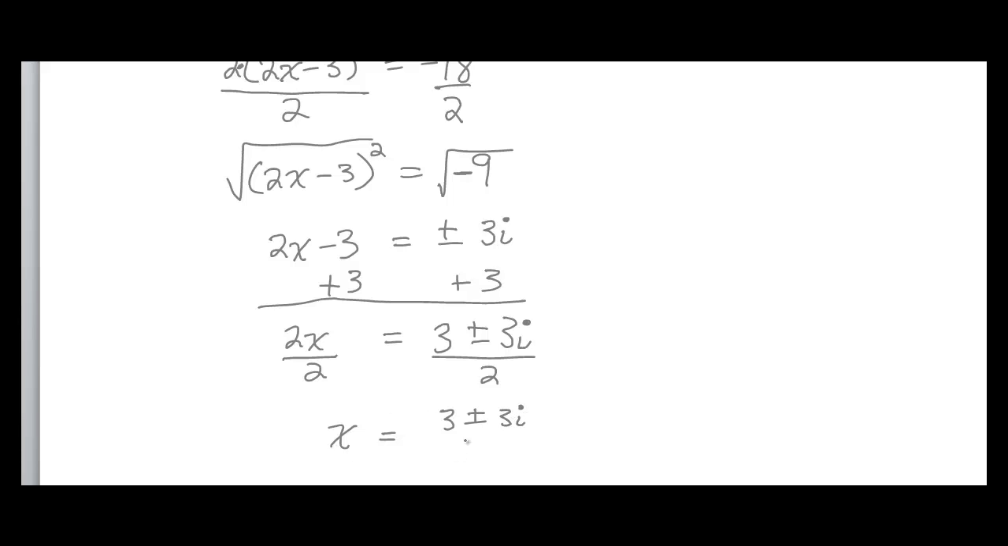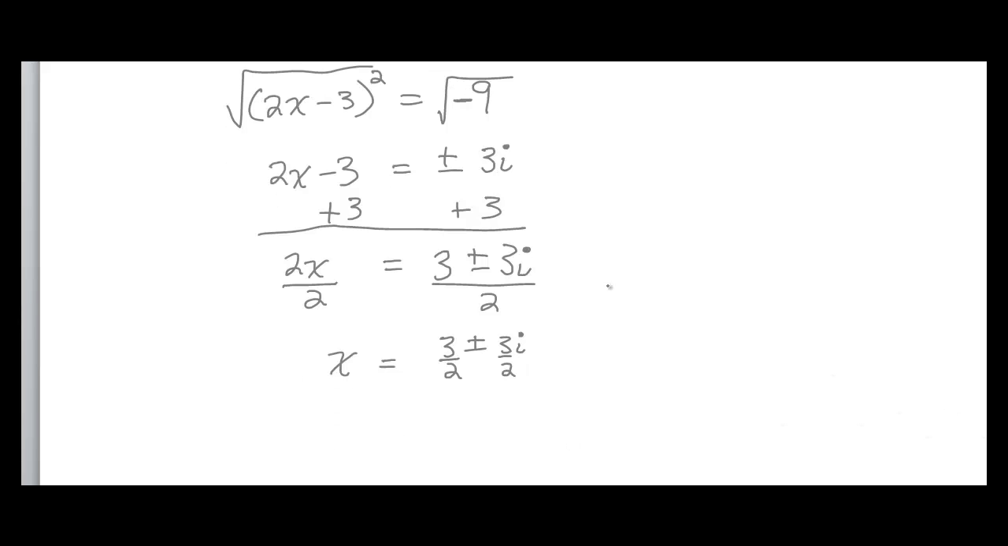And one thing that you can do, since it's all over 2, you can divide this by 2, and you can divide that by 2. And that's the way you're probably going to want to enter your answer in MyMathLab Plus if you were using that. That's 3 halves plus 3 halves i and 3 halves minus 3 halves i.